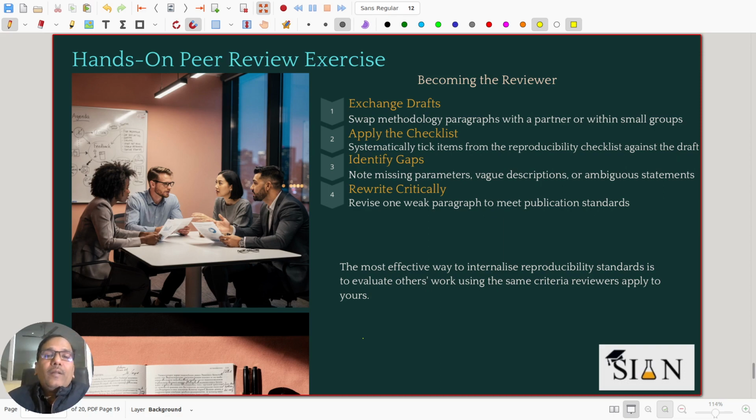So, becoming the reviewer. You can become the reviewer of your own paper by following this hands-on session. First, you can exchange your draft with a partner in a small group, and apply the checklist. You can apply the checklist to others' papers, and others can apply it to your paper. Identify the gaps and missing parameters, rewrite critically, and then finally submit to the group, ready for discussion.